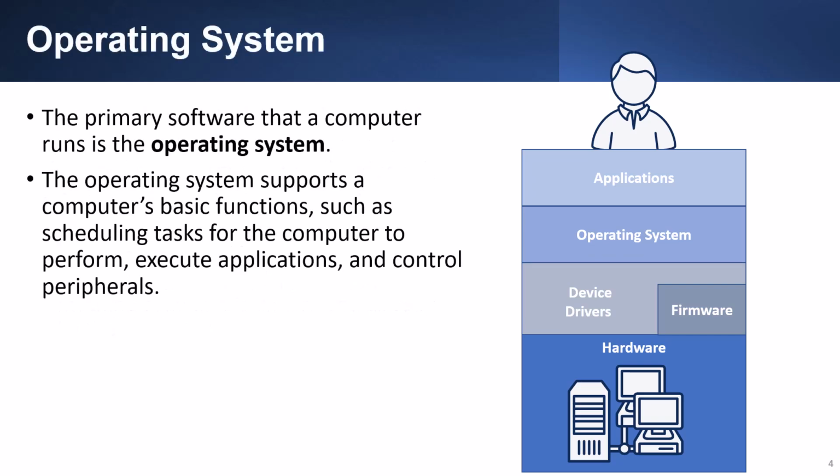The primary software that a computer runs is the operating system. The operating system supports a computer's basic functions, such as scheduling tasks for the computer to perform, execute applications, and control peripherals.